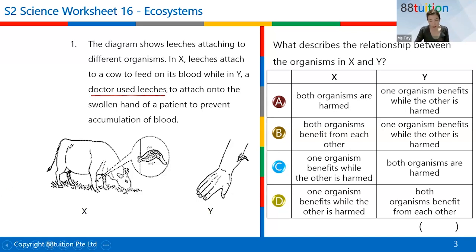They attach them to somebody's body parts, it can be the leg or the arm, to prevent accumulation of blood. What do you think leeches will do? It will suck up the blood, right? So originally, it always starts off as a very tiny leech, it can be just 1 cm long only.